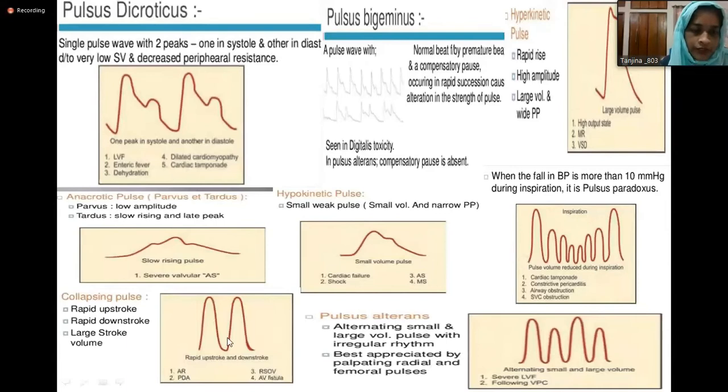It is found in aortic regurgitation and patent ductus arteriosus. And this is the pulsus alternans: first a large volume pulse, then a small volume pulse, found in left ventricular failure. Another pulse is the dicrotic pulse, a single pulse with two peak waves, which is found in dilated cardiomyopathy and also in left ventricular failure.